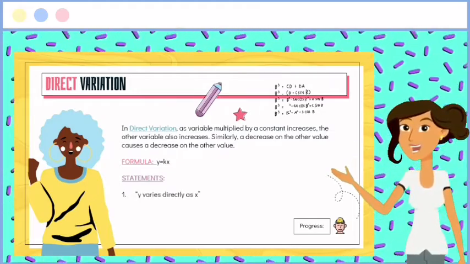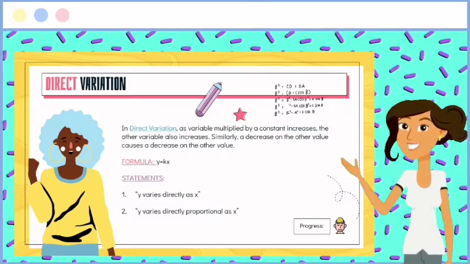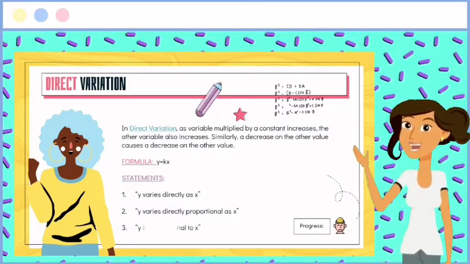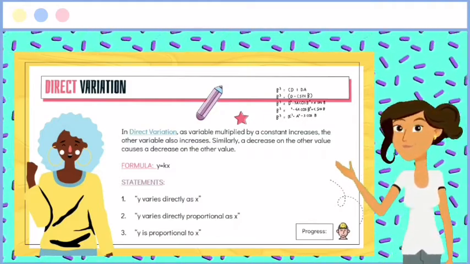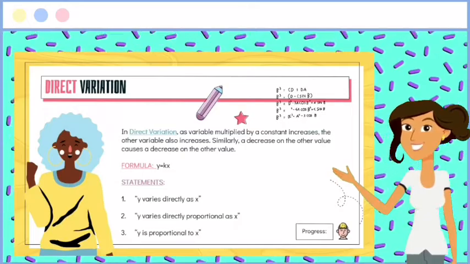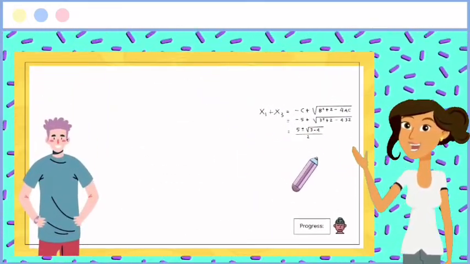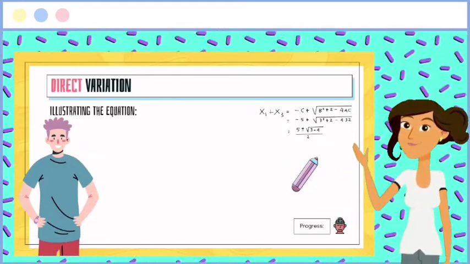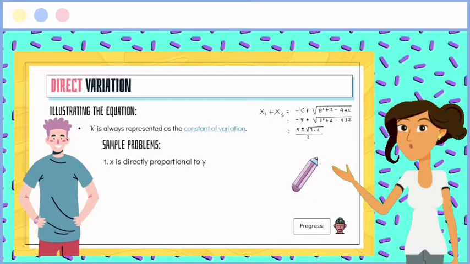And the statements that we will usually encounter when dealing with direct variation are: the first one is y varies directly as x. Second one is y varies directly proportional as x. And the third one is y is proportional to x. So when illustrating the equation, always keep in mind that k is always represented as the constant of variations.